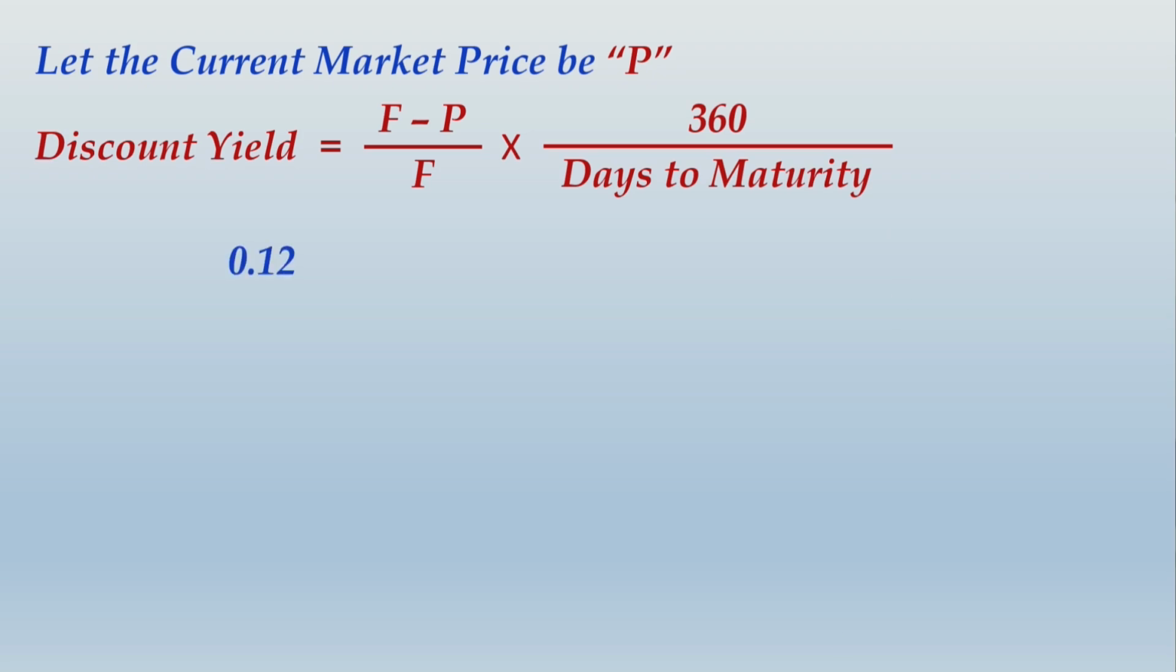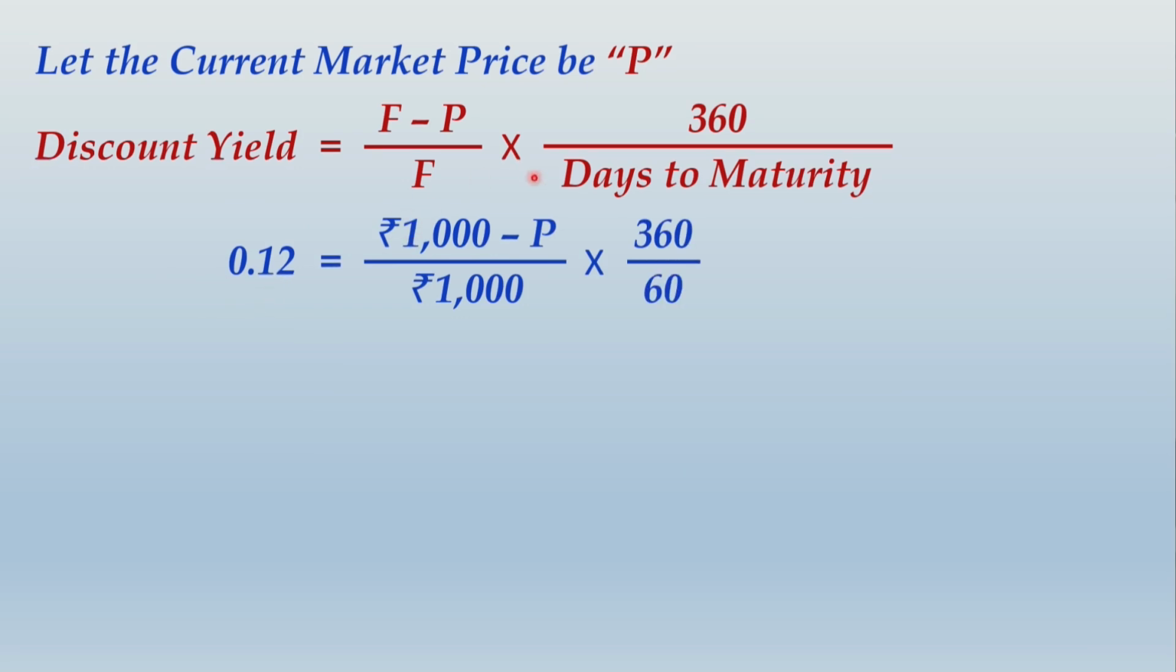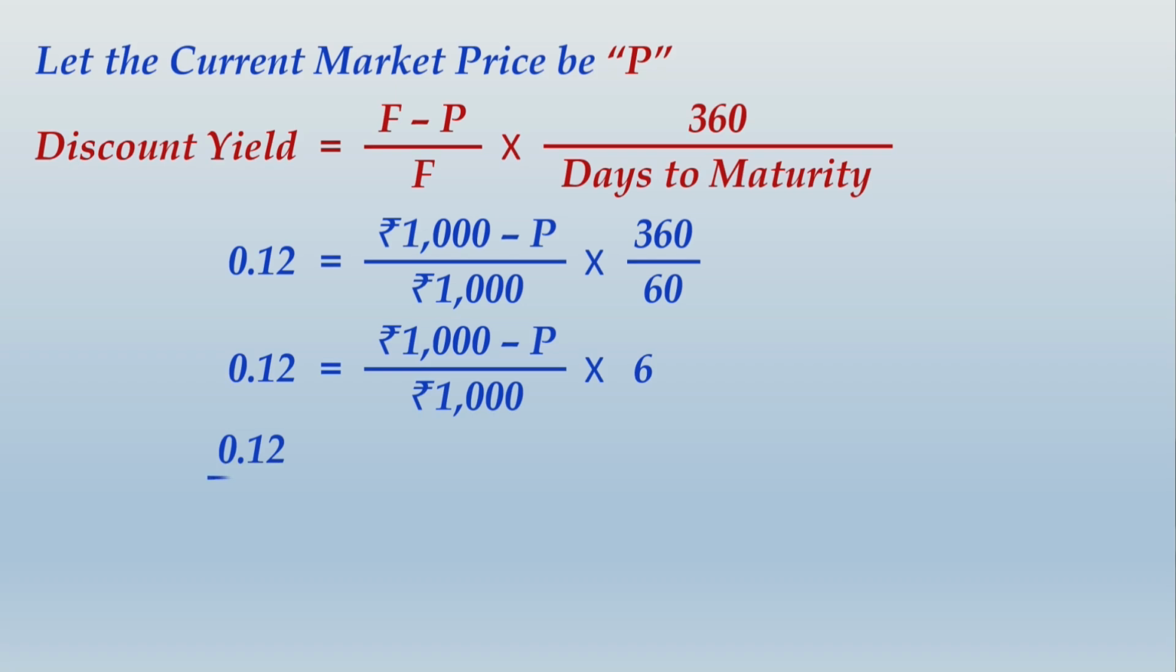So when I substitute the given values, the annualized discount yield is 0.12. (1000 minus P) divided by 1000 is this factor, and 360 divided by days to maturity is basically 360 by 60. So 360 by 60 will give you an absolute value, that is 6. And through this whole equation, there is only one missing variable that we need to find out, and that is P. So let us solve this equation. What do you get by solving this equation? 0.12 divided by 6 will be (1000 minus P) divided by 1000.